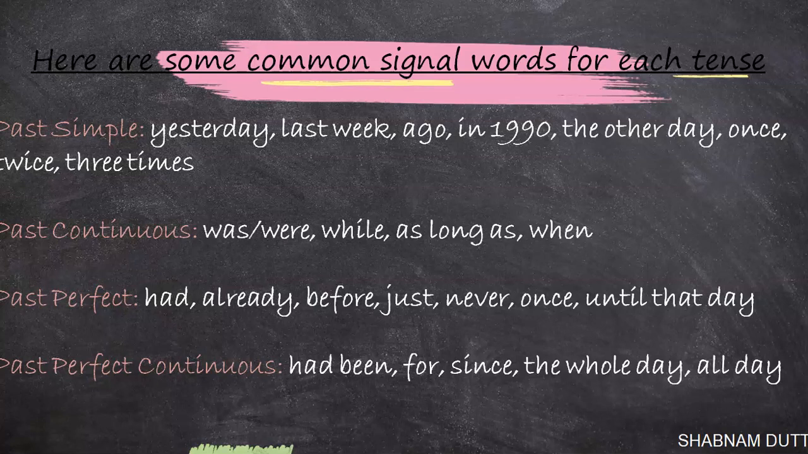Past continuous: was or were, while, as long as, when. Past perfect: had, already, before, just, never, once, until that day. Past perfect continuous: had been, for, since, the whole day, all day.